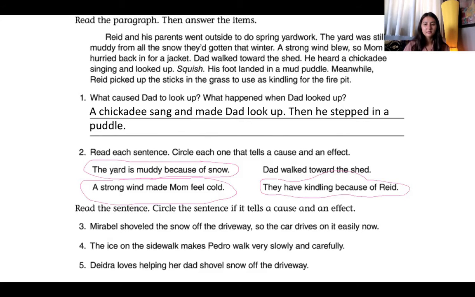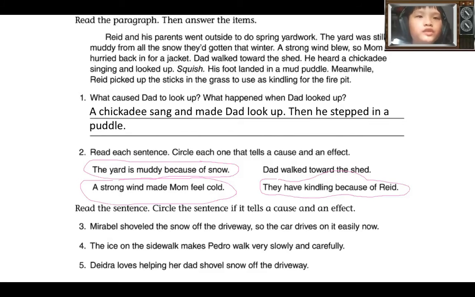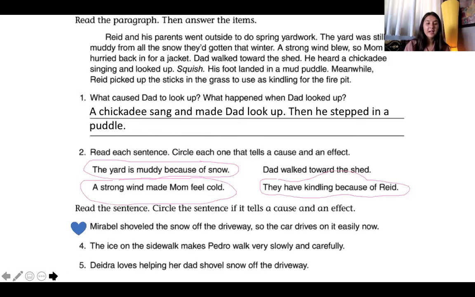I think the sentence that has the cause and effect is Mirabelle shovels up the snow off the driveway so the car drives on it easily now. The ice on the sidewalk makes Pedro walk very slowly and carefully. Good job. So that's Pedro. The ice on the sidewalk makes Pedro walk very slowly and carefully. So please make sure that you circle these sentences. Number 3 and number 4. Number 5 is just a statement, doesn't tell us a cause and effect.